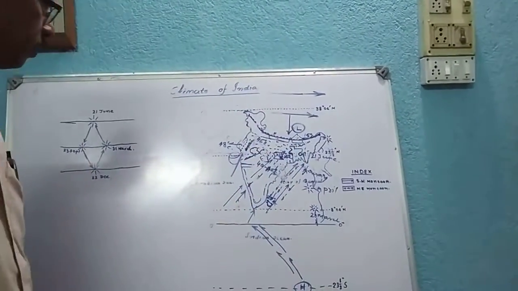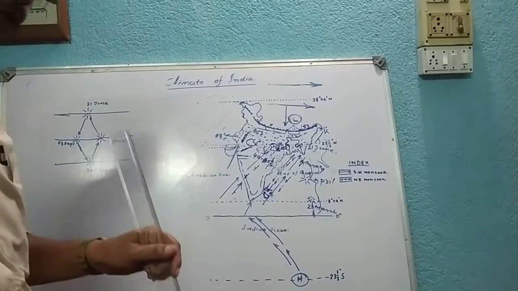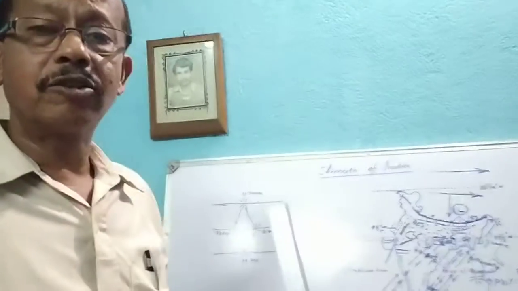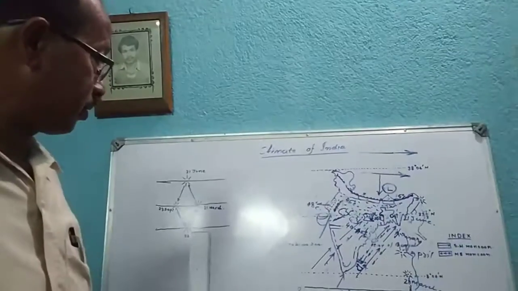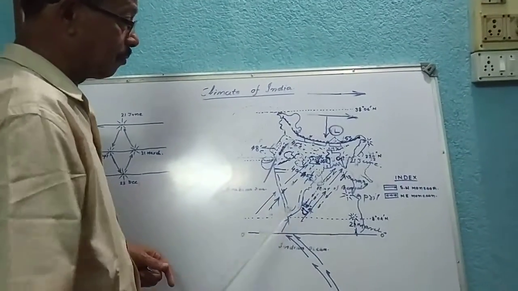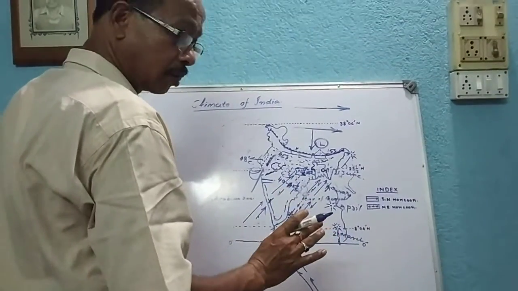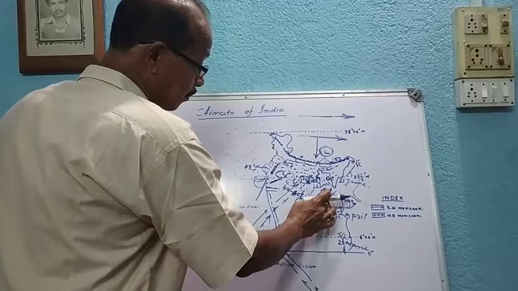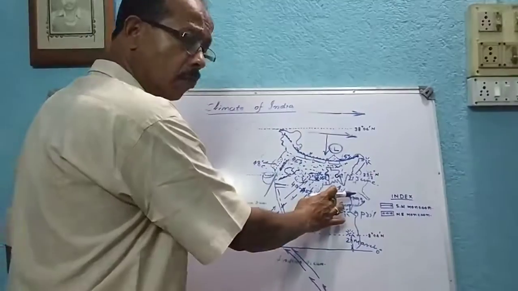As the wind blows from the ocean towards the land and gradually increases its temperature, it has a large scope of retaining moisture, and it retains moisture. So this moisture laden air mass moves on its way towards north, and on its way it is also increasing its temperature. So it has a large scope of retaining more and more moisture.